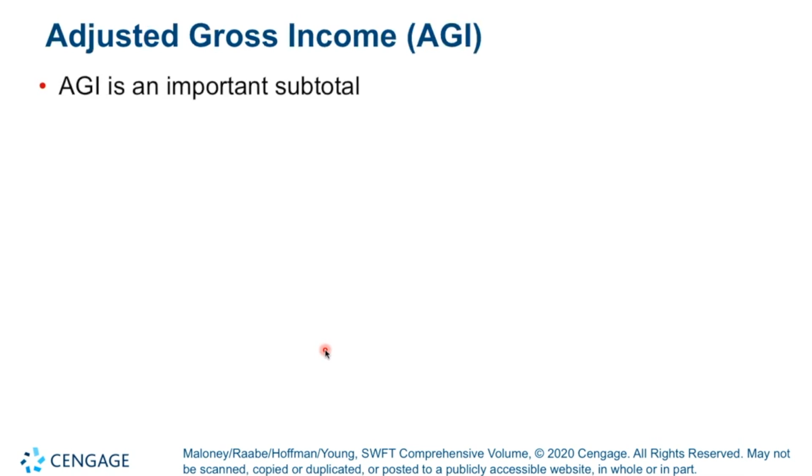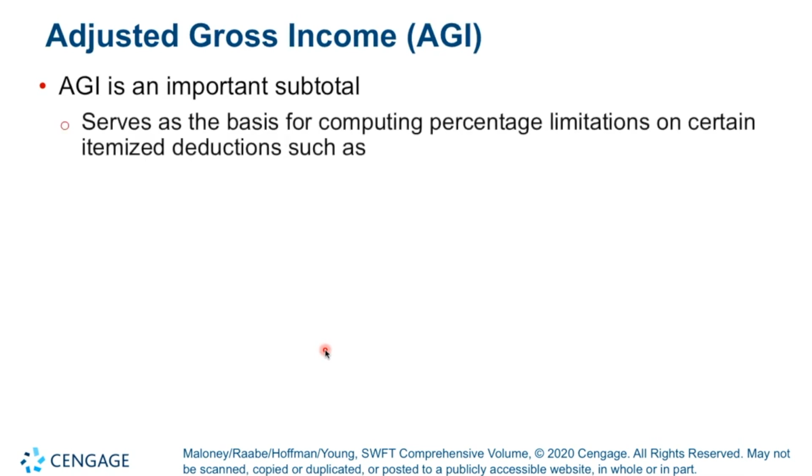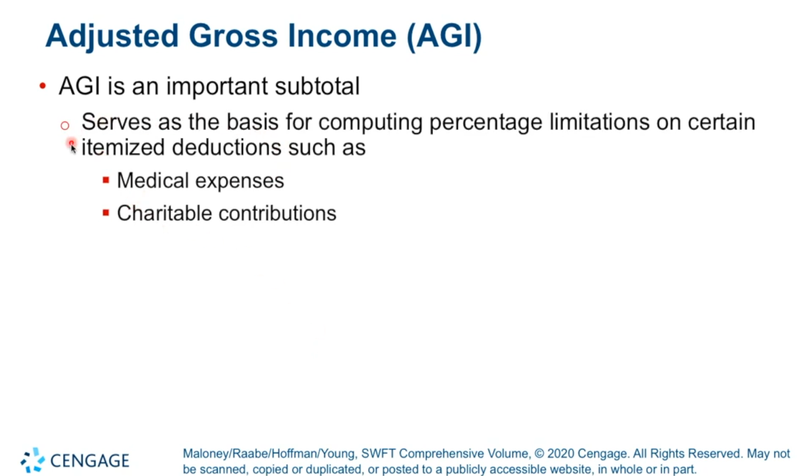So AGI is an important subtotal, like I said, because it's the basis for calculating other amounts. So it's used to calculate a lot of the itemized deductions. And we used to cover itemized deductions extensively. I find it less necessary now to go so detailed into them because so many people are not going to qualify to take them now.